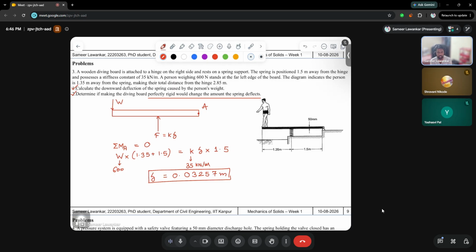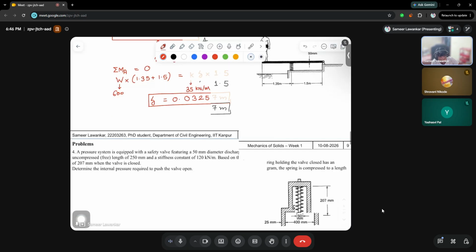Okay, if it would have been a statically indeterminate problem, then there would have been something related to something being rigid or something being deformable. So that is a different case. But as far as this question is considered, there is no change in the value of deformation. Okay, fine. So that was regarding the simple question regarding use of F equals K delta and summation moment equations. Okay, let's move forward.